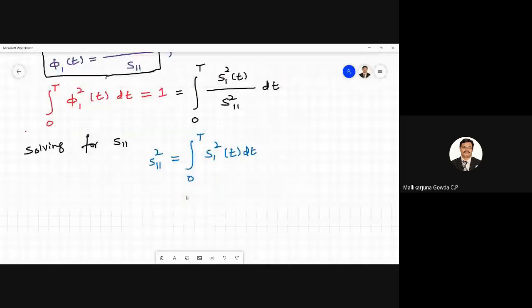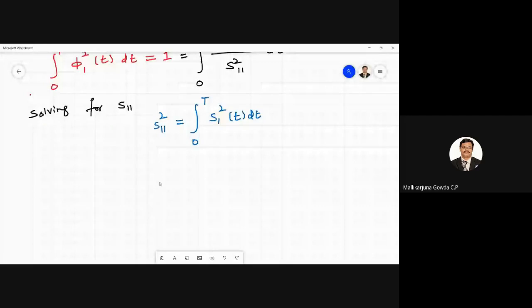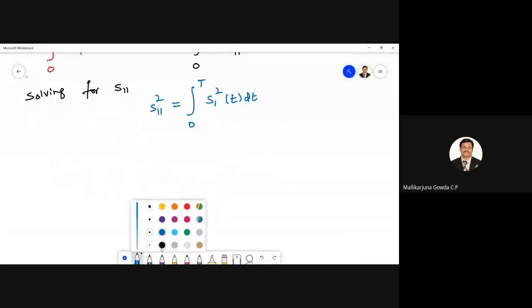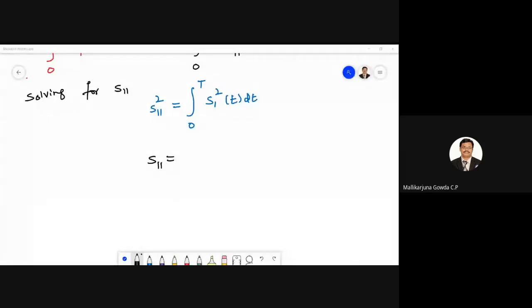Manusri, can you say what S11 I can write? Manusri is there, but Manusri is also not responding. Okay, what about Vadva? Yes, Vadva.